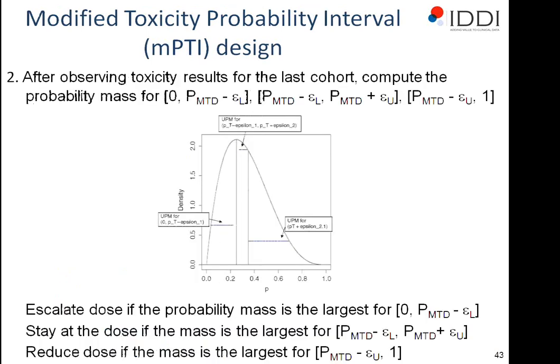So the whole idea of the trial is that after observing toxicity results for the last cohort of patients, you compute the probability mass for these three intervals. This is maybe a little bit complex, but this is a picture which illustrates the situation. You have these three intervals: lower doses, MTD equivalent doses, and higher than MTD doses. And then you can calculate, based on the actual likelihood of your DLT data, the probability mass which falls on the equivalence interval, and on the higher than MTD doses interval.